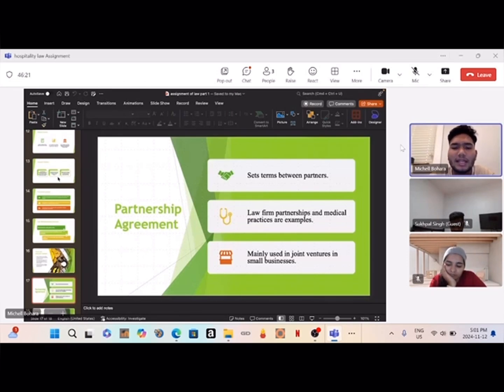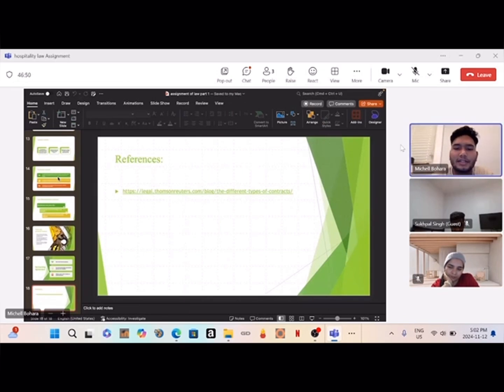So contracts help define the terms of our everyday transactions, as I mentioned, from gym membership to house repair. Contracts protect both sides and provide clear agreements. That's why contracts are necessary. Here is the reference I used to gather all this information about the types of contracts.